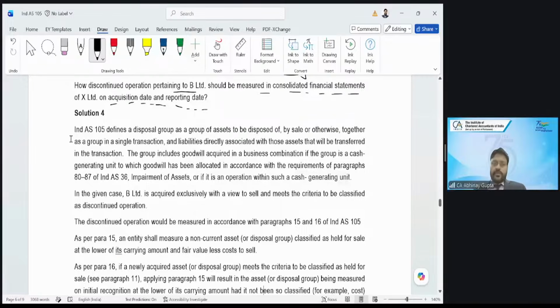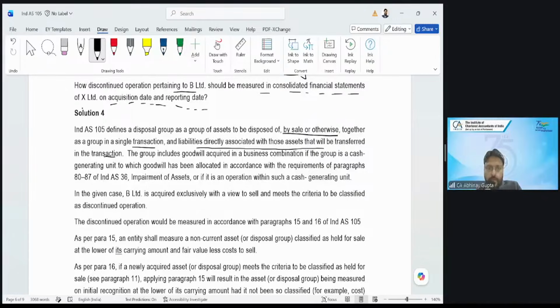So Ind AS 105 defines a disposal group as the group of assets to be disposed of by sale or otherwise together as a group in a single transaction, and the liabilities directly associated with those assets that will be transferred in the transaction, right? So 105 has given a definition of the disposal group. What do we mean by the disposal group? The disposal group is the group of assets to be disposed of by sale or otherwise together as a group in a single transaction, and liabilities directly associated with those assets which are forming part of the disposal group, right?